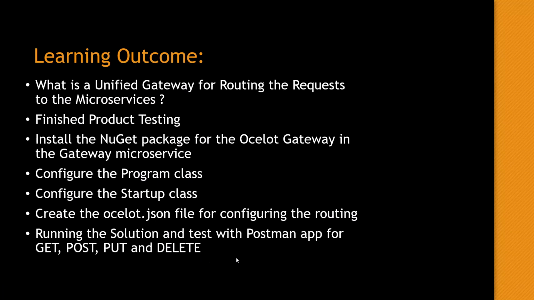The next step will be to create the ocelot.json file. We have configured the Program class and the Startup class. Next is to create the ocelot.json file, which we have added in the Program class but have yet to form. So let's do that now.